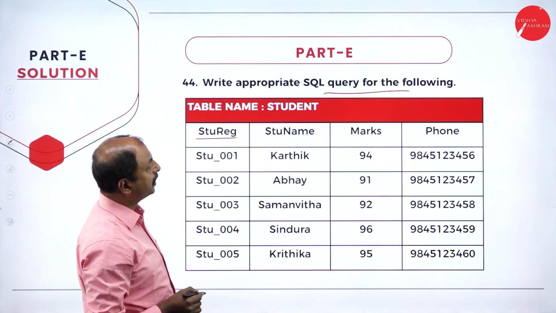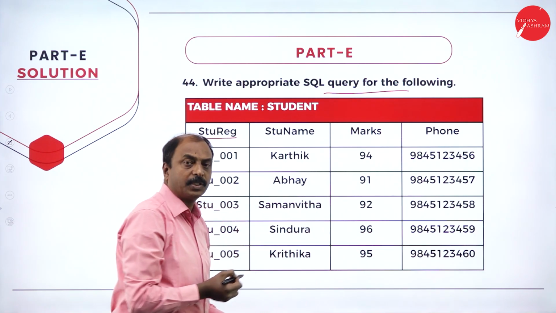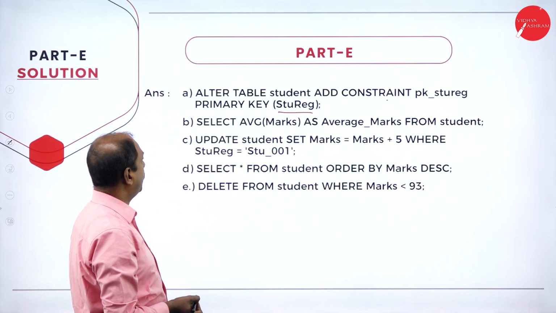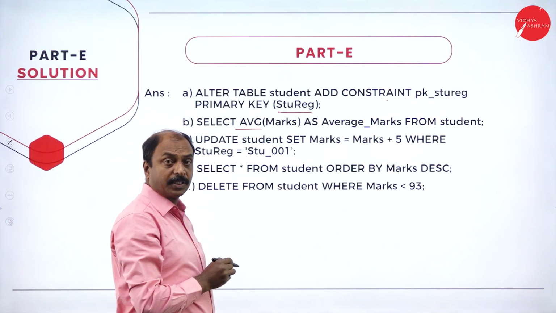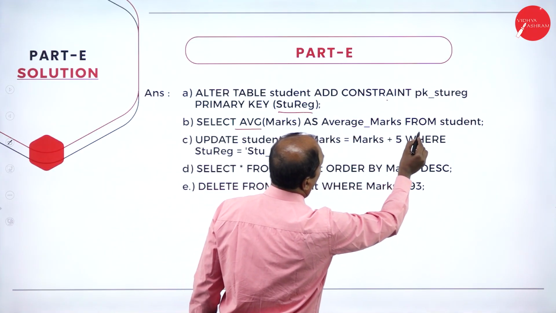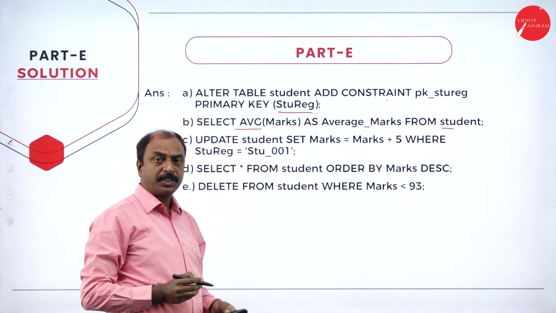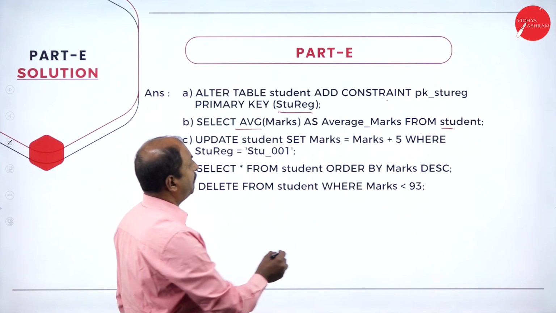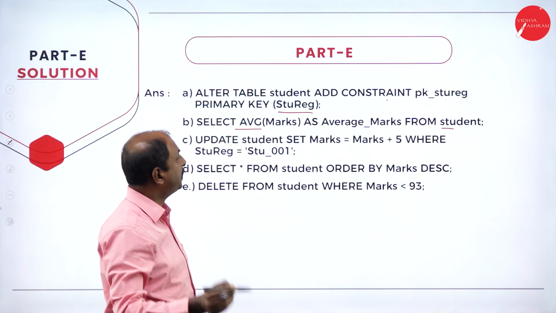Now the second question is: find the average marks of all the students. If you look at the marks given here, we have to find the average of all the marks of the students. For that, the query would be select AVG(marks) as average_marks from student. Here we are using the average function, a built-in function in SQL, to find the average marks from the table. Student is the name of the table.